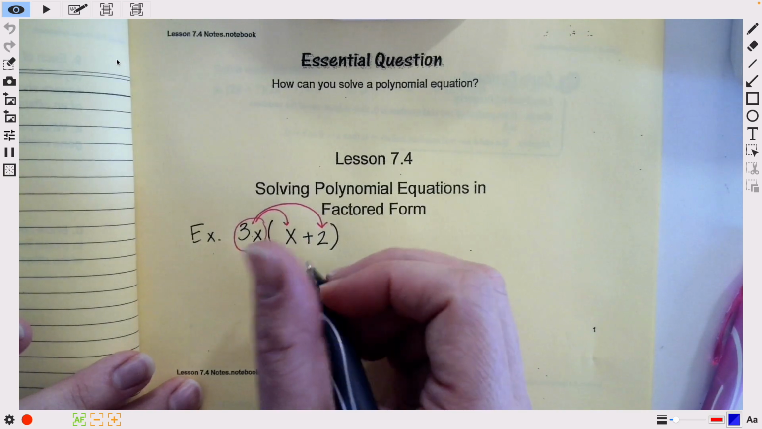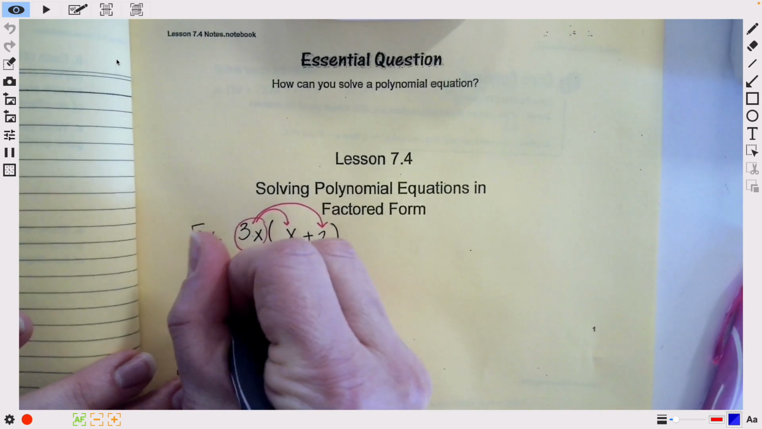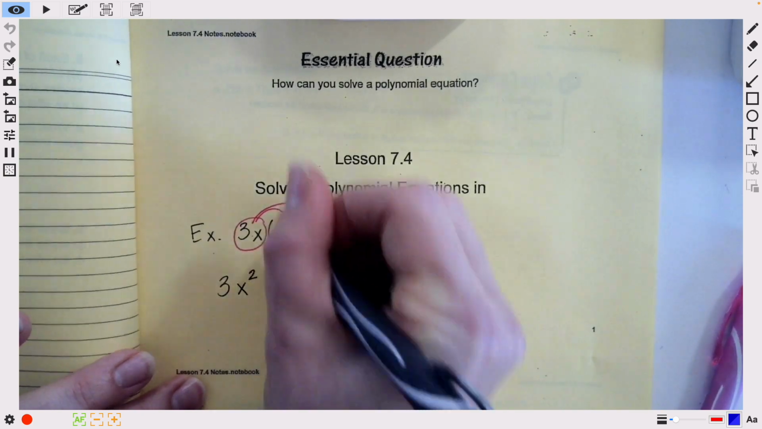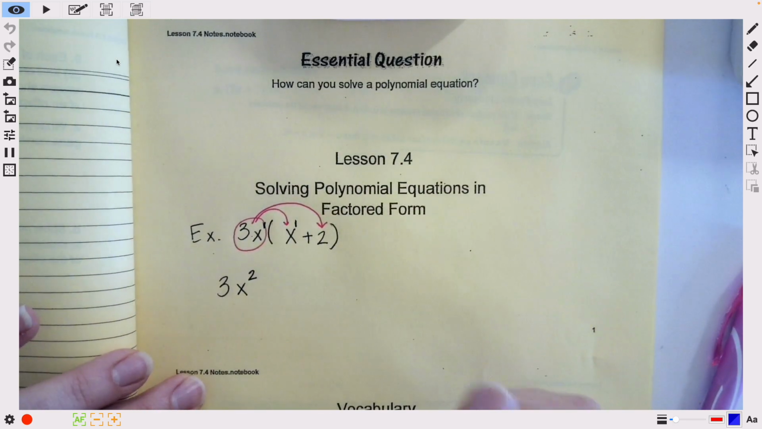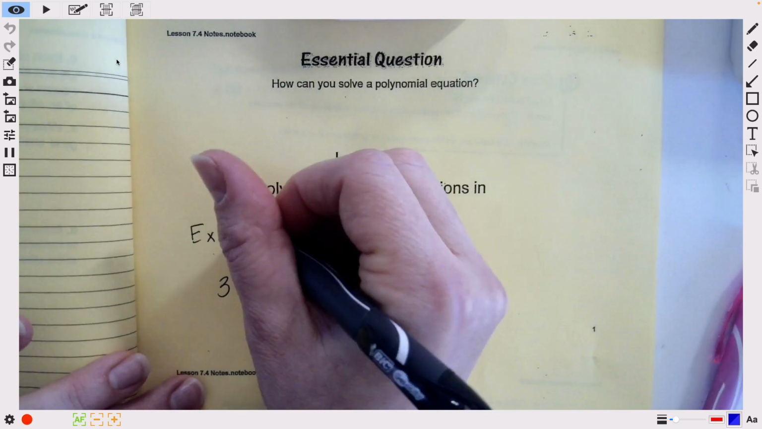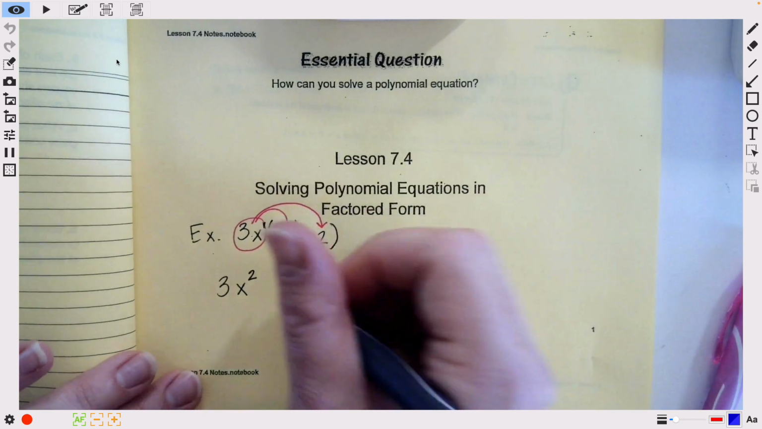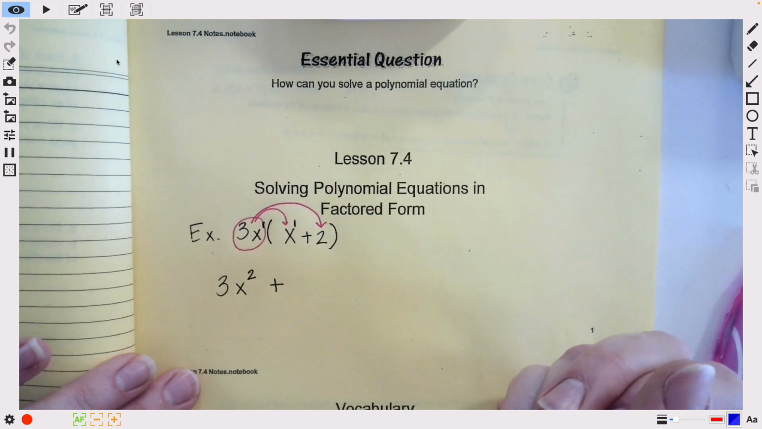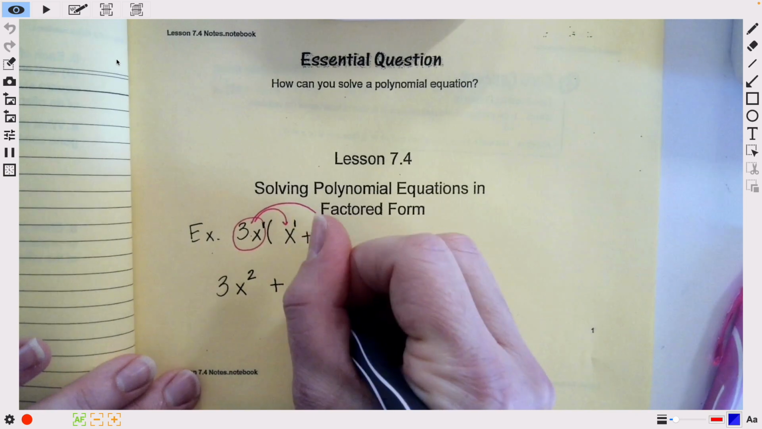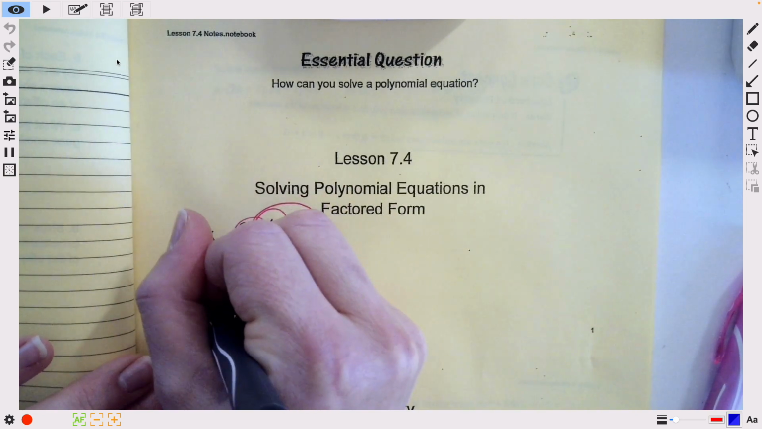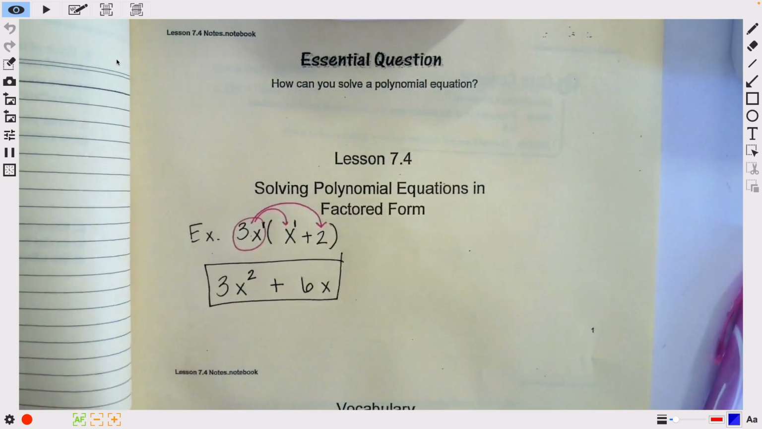Sammy? 3x squared. So 3x the second power. No worries. Whenever you have an x times an x, that increases the exponent. 3x times 2. Who'd like to raise their hand and volunteer that one? Joshua? 6x. And that would be your answer. Lovely.